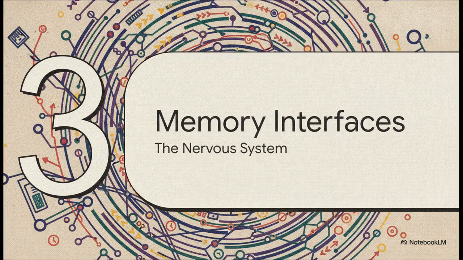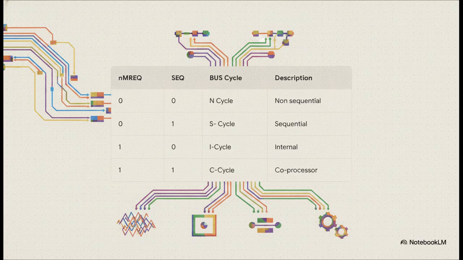Okay, let's dive into this next part. Section 3, Navigating Memory Interfaces, the nervous system. We've explored the heart, we've looked at the factory, now we need to understand the nervous system. This is the complex, intricate web of memory bus cycles that dictate how data travels across the entire architecture. The ARM processor accesses memory using 4 different transfer cycles, and it's all dictated by 2 critical signals, NMRQ and SEQ. By combining the states of these 2 signals, the chip figures out how to route the data.